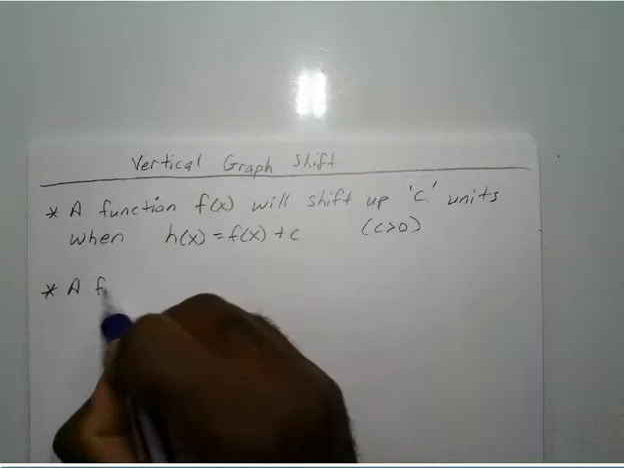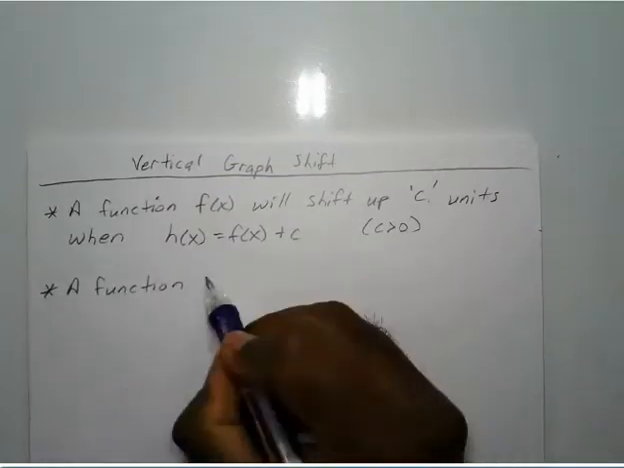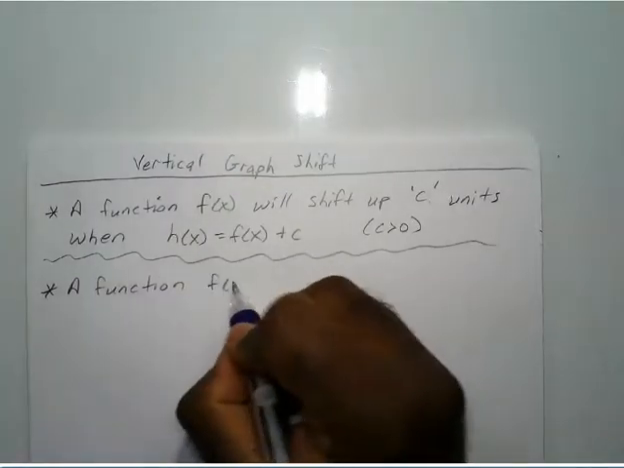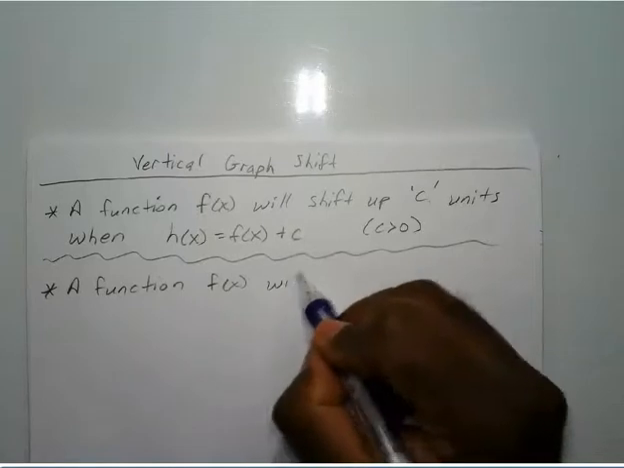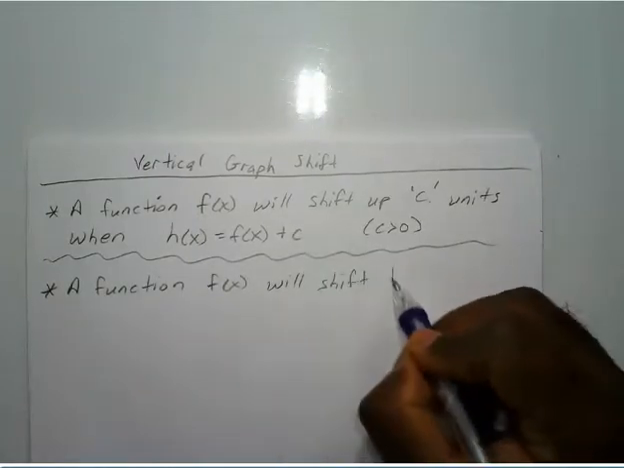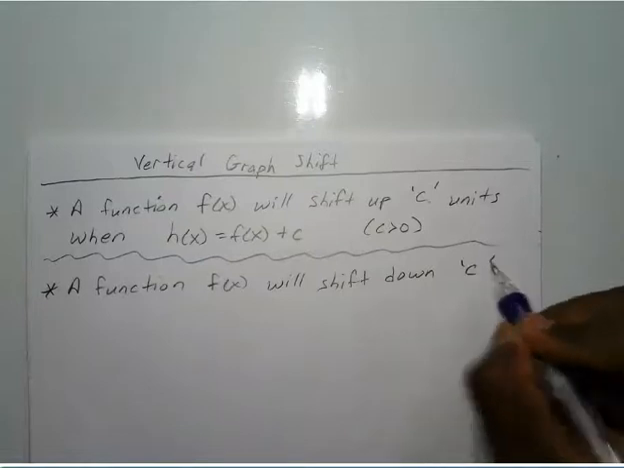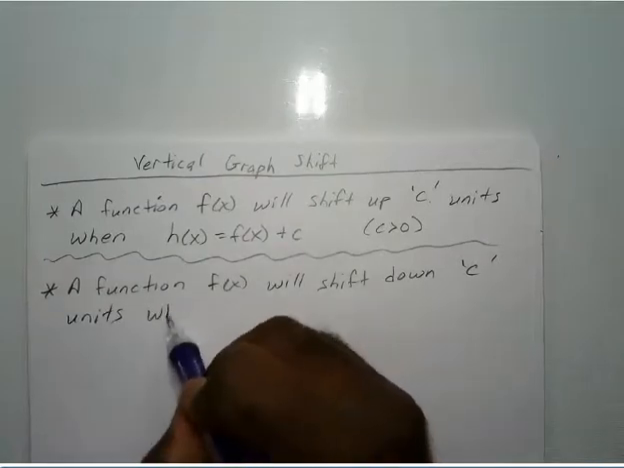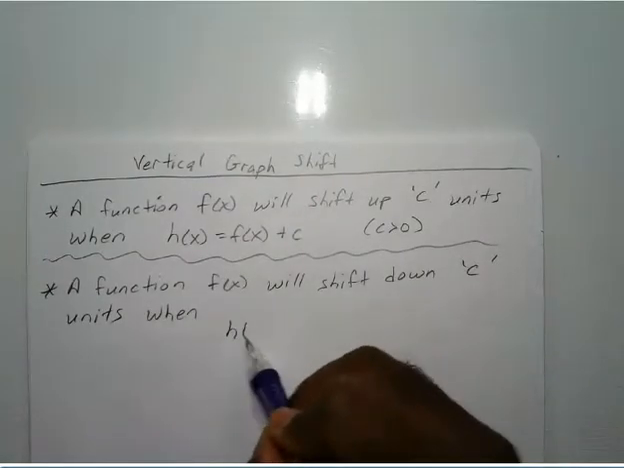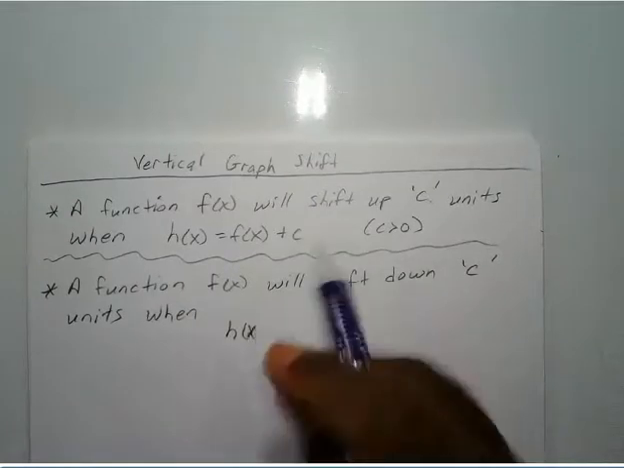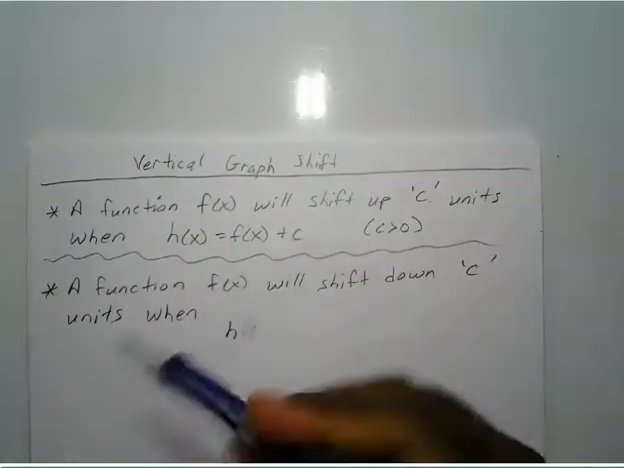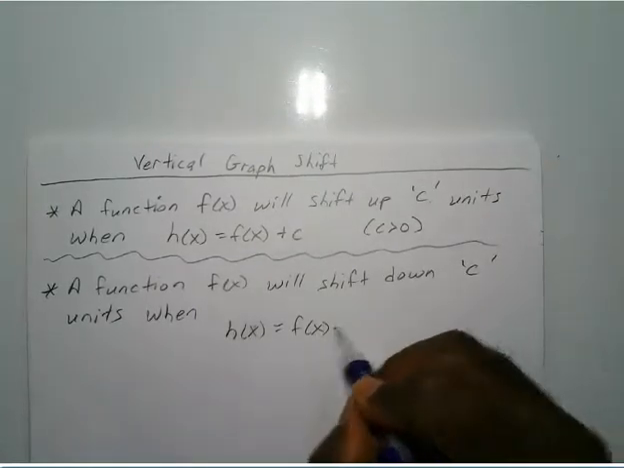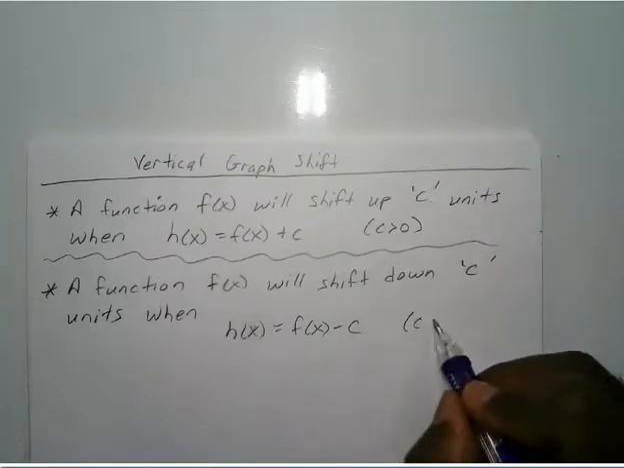Okay, now a function f of x will shift down c units when, we'll say, h of x equals f of x minus c, and again, that's assuming that c is positive.